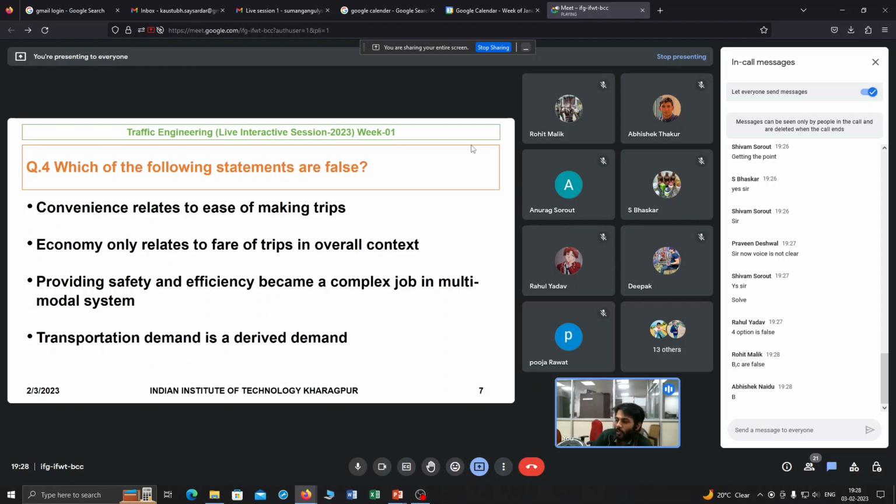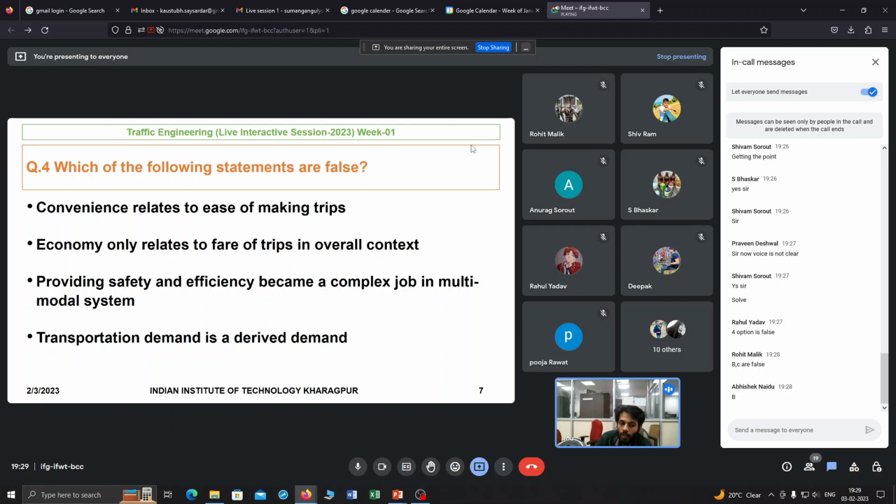Okay, so then I got the last one, that transportation demand is a derived demand. It is a false statement. So do you know what is a derived demand? What is a direct demand? What is a derived demand? So suppose I want to go to work, or I want to go for a vacation.